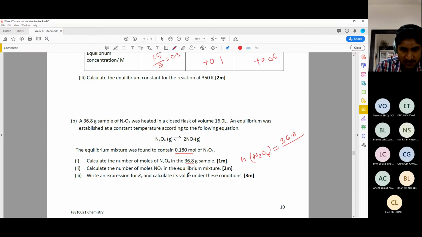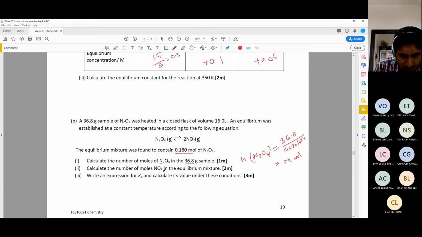Molar mass of N2O4: nitrogen times 2, oxygen times 4, so we find 14 times 2, plus 16 times 4. I'm just rounding up, with a plus in between, of course. So we find the number of moles is 0.4 mole. 0.4 mole for the number of moles.